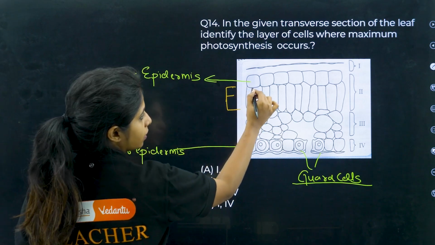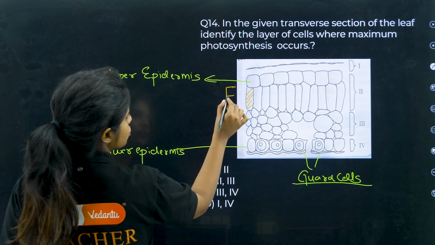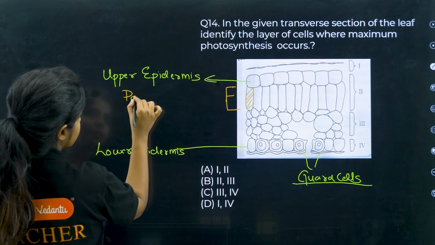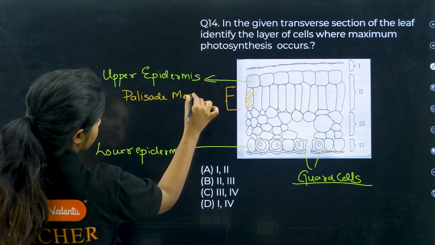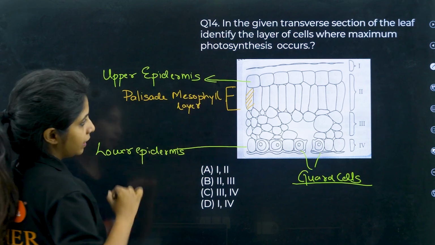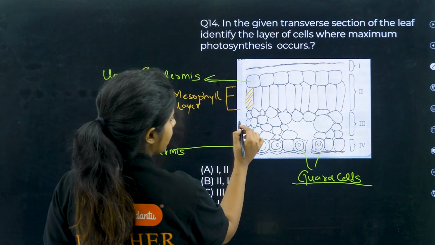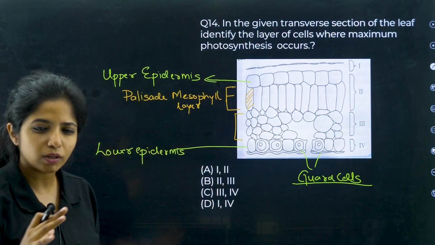this, which are long cells that we have over here. What do you call them, my dear children? You call them palisade mesophyll layer. Now below that, there are certain cells which are round in structure, and actually they have lots of space.